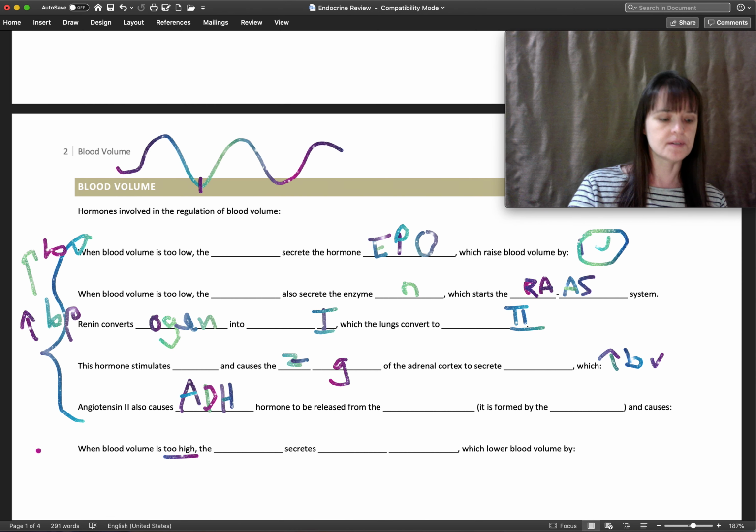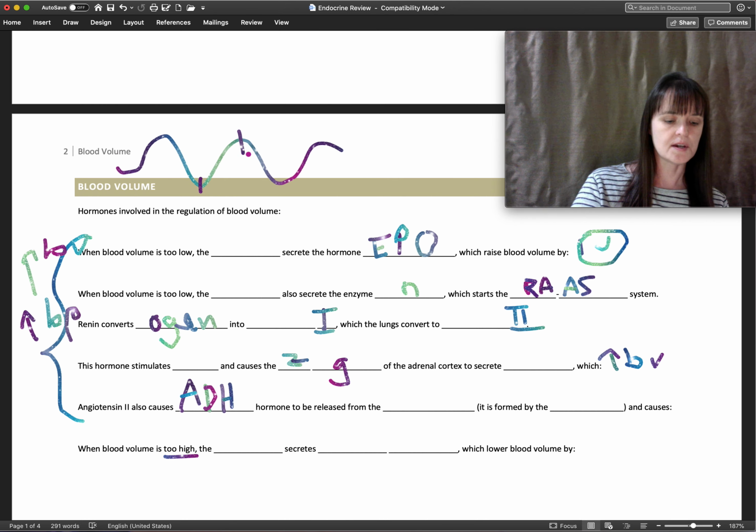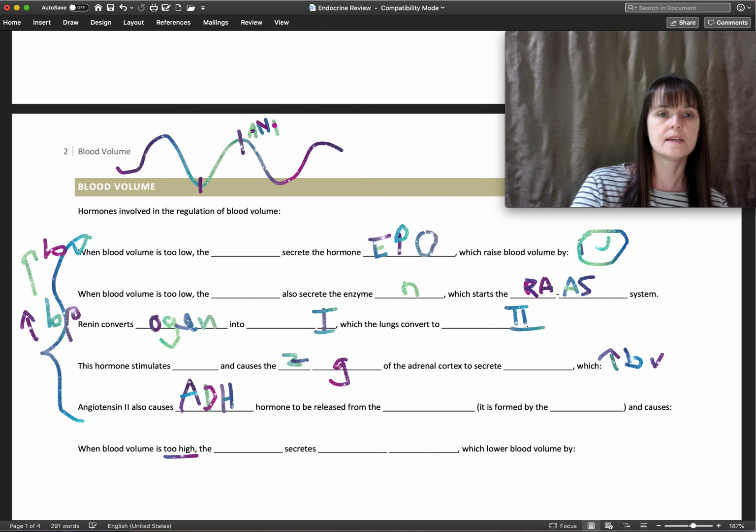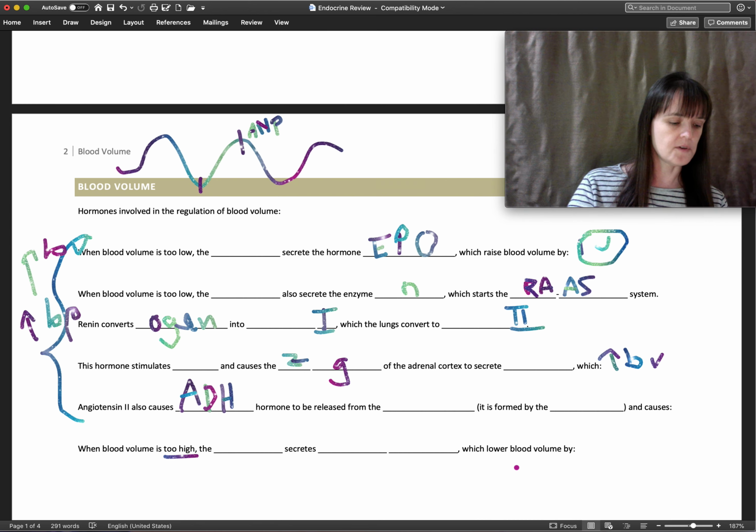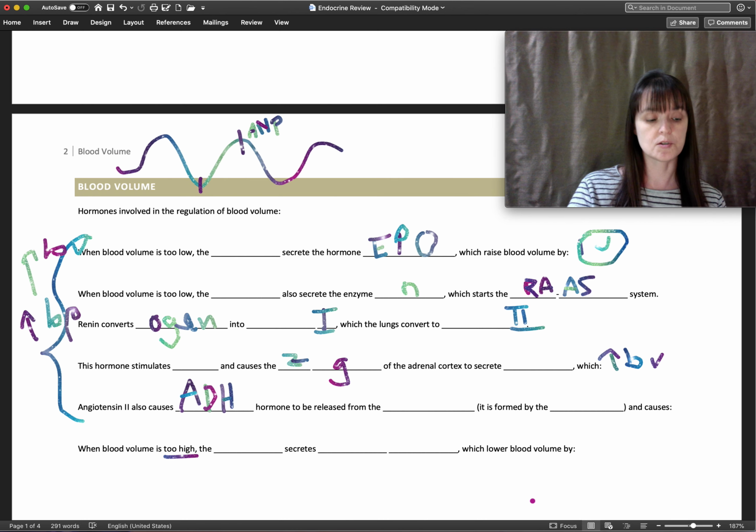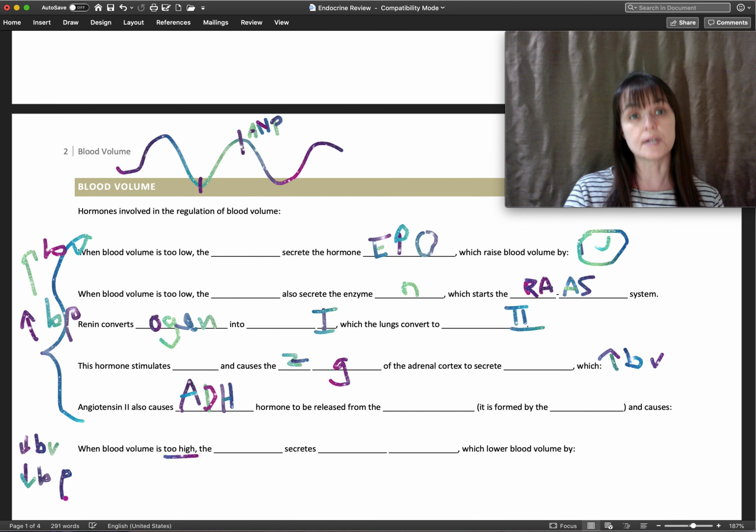And then the absolute opposite, when blood volume is too high, the heart secretes ANP and BNP, the natriuretic peptides, alpha and beta. And they lower blood volume by making you excrete more sodium and water at the kidneys. So you pee out more sodium and water, which will lower blood volume. And when you lower blood volume, that lowers blood pressure.